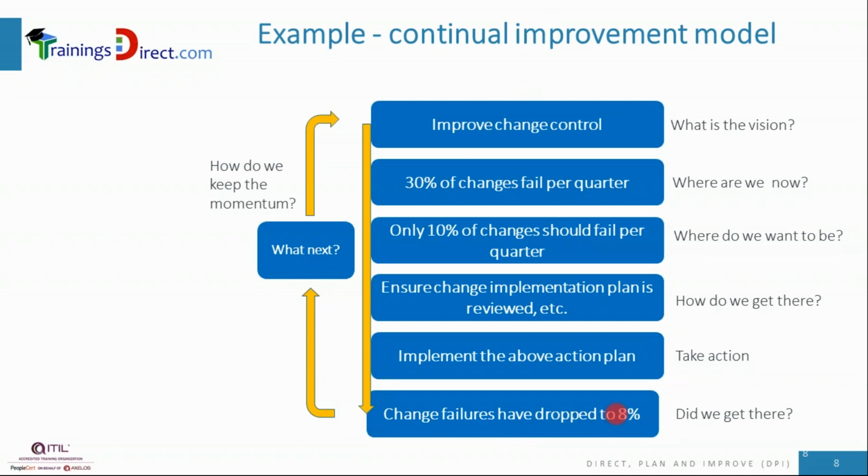If the target was not met, for example, if instead of 8 it was 15%, whereas the target was 10, then it may have to come back to some more corrective actions and then implement the corrective actions until change failures drop to 10%.